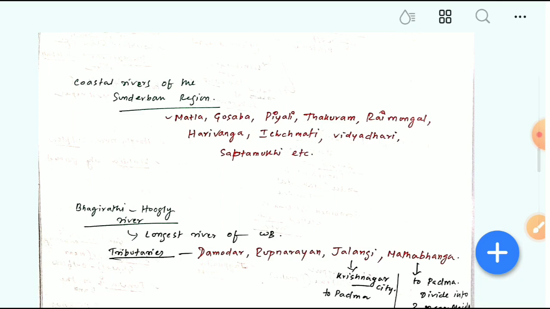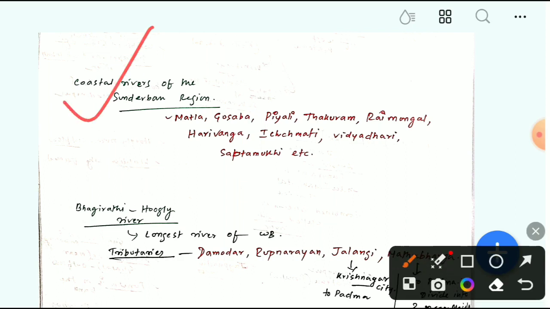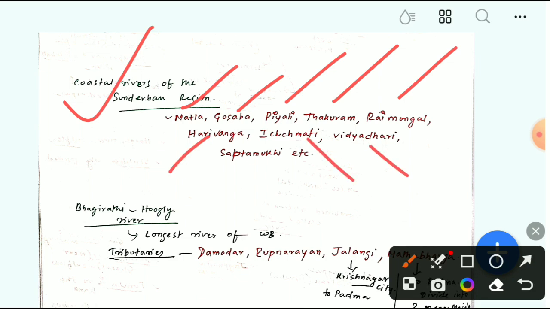Hope you have got the important gist of all that. Next is the coastal rivers of Sundarban. In Sundarban there are many rivers: Matla, Gosaba, Piali, Thakuram, Raimongal, Haribhanga, Ichamati, Vidyadhari and Saptamukhi. So we have around 9 coastal rivers in Sundarban.